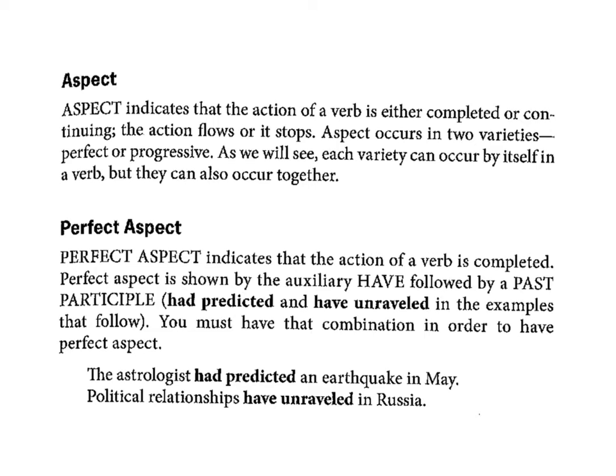The sections on perfect and progressive aspect are pretty self-explanatory. Perfect aspect indicates an action that has been completed and is formed by using a form of the verb have plus the past participle. Progressive indicates an action that is ongoing.